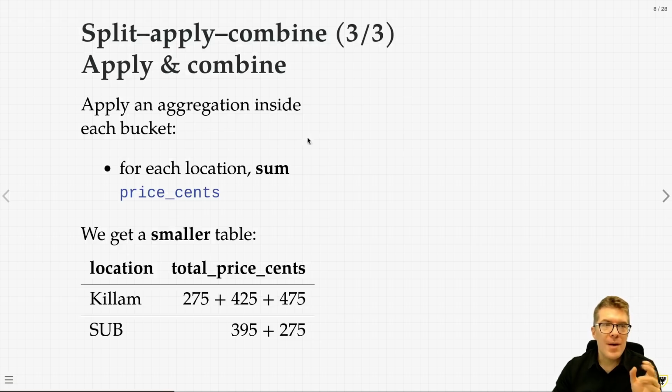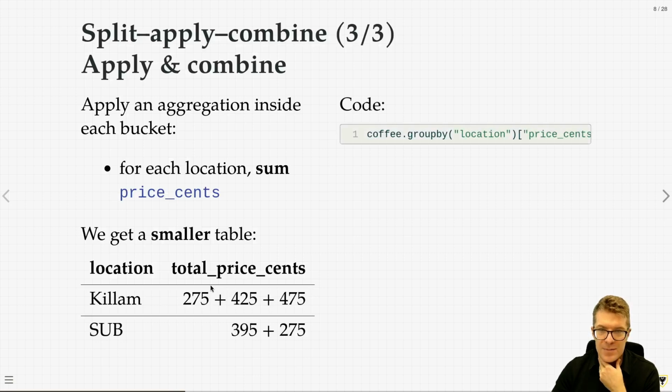The third aspect of split, apply, and combine is together, apply and combine. We apply an aggregation inside of each bucket. In this case, we want to get the total number of cents, the total income we made, to get a smaller table. So at Killam, there are 3 sales. Each of these sales in cents is provided here. We want to add them together. That is our total price in cents.